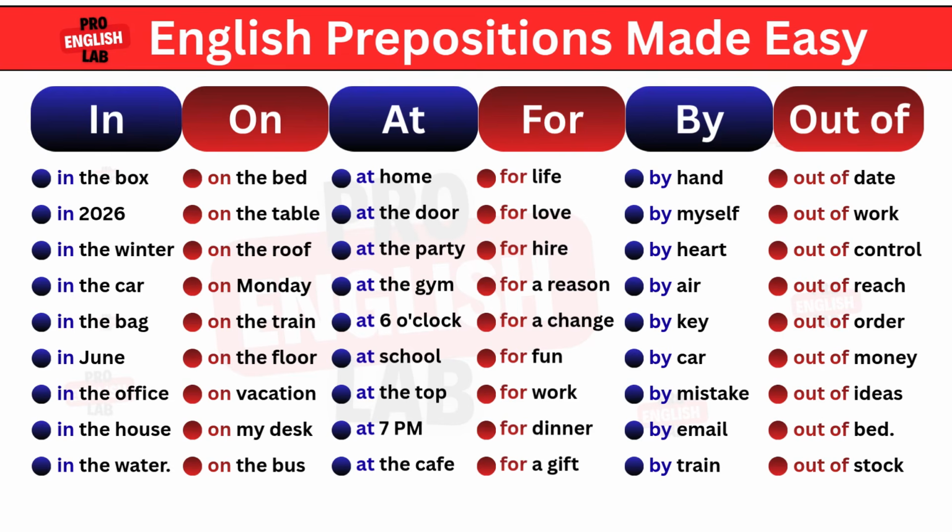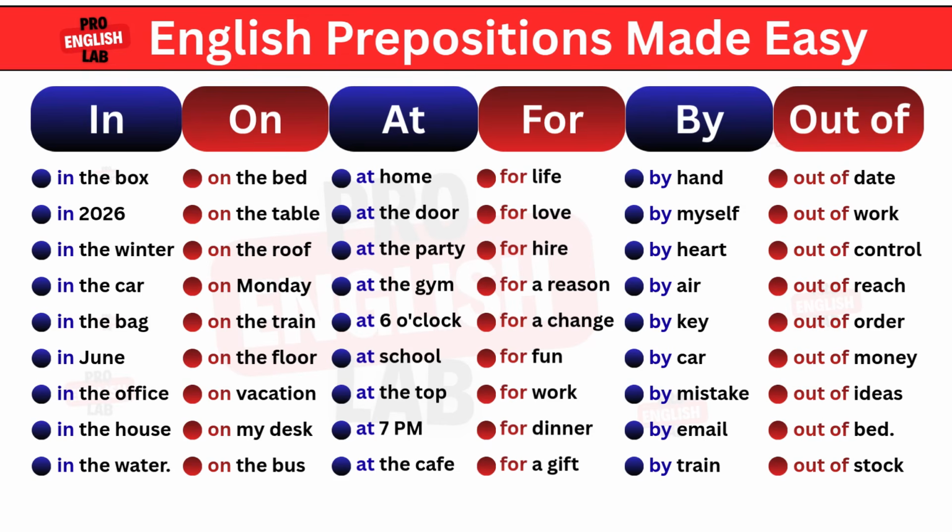On. We use on for surfaces and specific days. For example, on the bed. On the table. On the roof. On Monday. On the train. On the floor. On vacation. On my desk. On the bus.